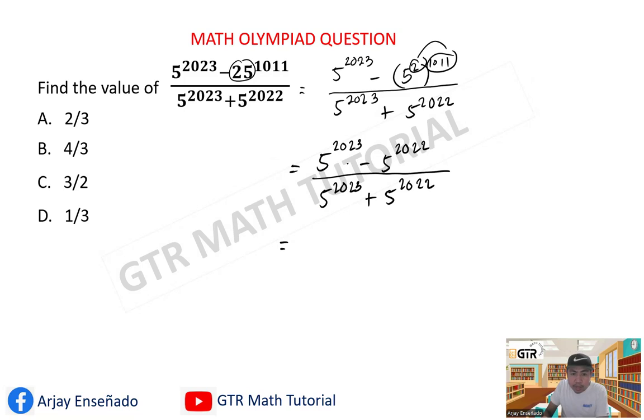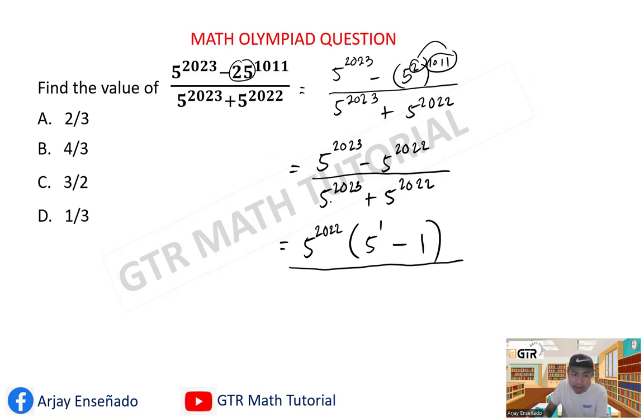Since we have the same base of 5, just look at the exponents 2023 and 2022. We can factor out the smaller exponent, 5 raised to 2022. If we factor out 5 raised to 2022, just subtract 2023 minus 2022, and we have 5 raised to the first power, minus, since we factored all of these, we have 1. And then for the denominator, same.